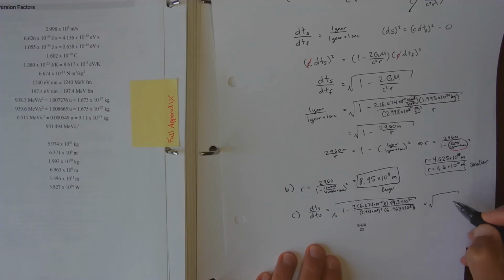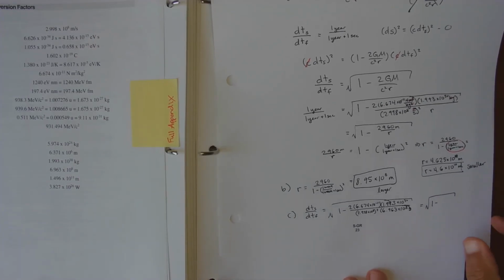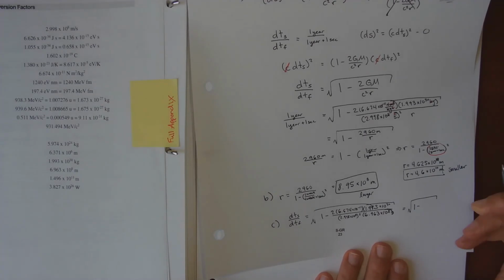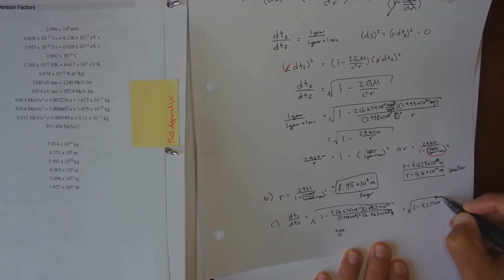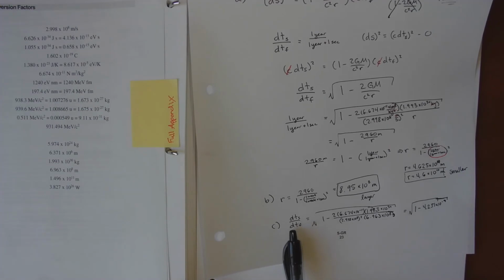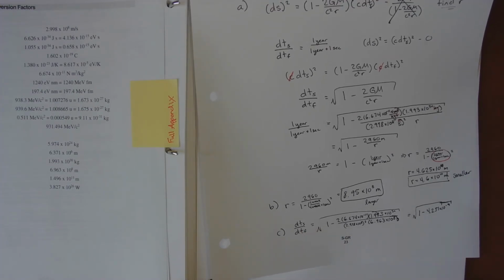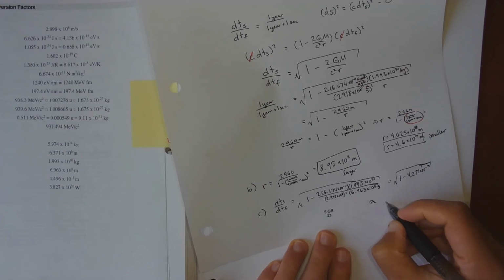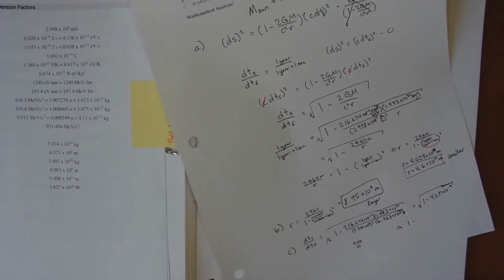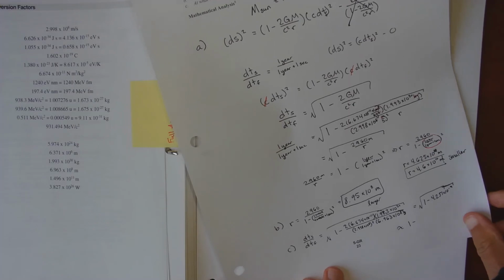which gives me the square root of 1 minus 4.251 times 10 to the negative 9th. Okay, now we don't actually want to know this fraction. It says the rate at which they run slow. So what we're going to do here is use the approximation. Since this number is really small, this is approximately equal to 1 minus half of this. So half of that is 2.125 times 10 to the negative 9th.